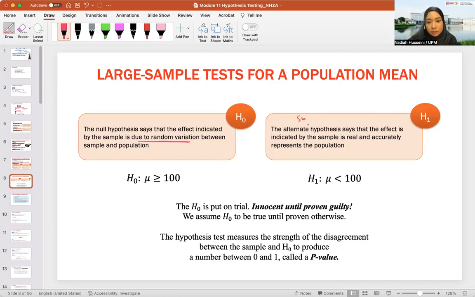This supports the assertion that the sample accurately represents the population. So we always put the null hypothesis on trial. So our trial is this. Innocent until proven guilty. So we are going to assume that this is true until we can prove it otherwise. The hypothesis test measures the strength of disagreement between the sample and H0, or the null hypothesis, to produce a number between 0 and 1 called the p-value. So this is going to be the key star of hypothesis testing, because the p-value tells us whether we reject or accept.